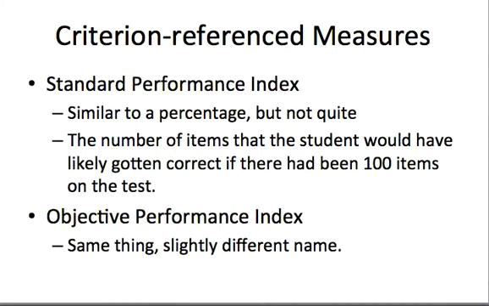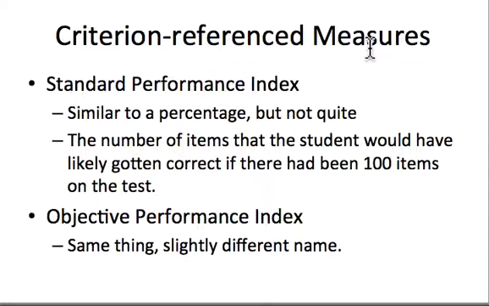When we talk about criterion reference measures, what we're talking about are really setting a standard of what it means to be good at something and then comparing people to see whether or not they meet that standard, whether they're close, far above, far below, or whatever.